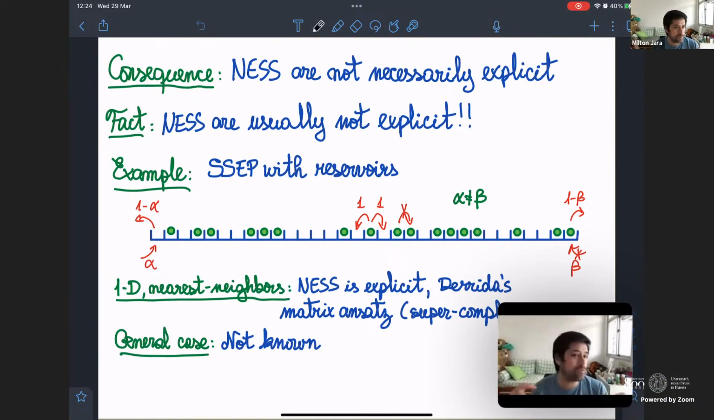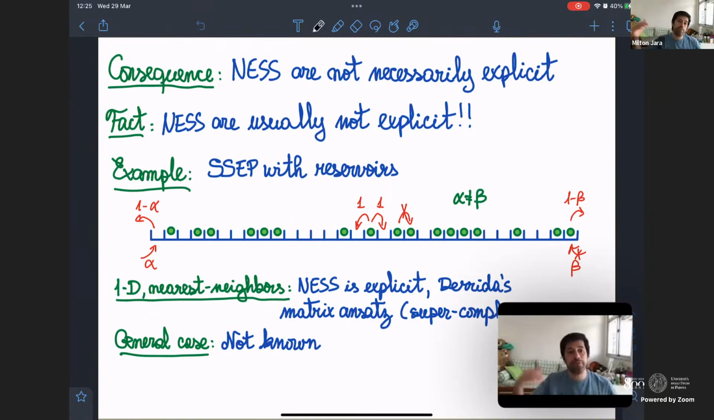to introduce reservoirs. That's one possibility. There are other possibilities. I'm just taking reservoirs because it's the simplest one to visualize. So here in my picture, what I'm doing is that I'm putting reservoirs at the boundaries of an interval. Okay, what does it mean, reservoirs? It means that when a boundary site is empty, one particle can arrive with some rate, which in these cases are alpha and beta. And when the site is occupied by a particle, the particle can get out of the system with the complementary rate of 1 minus alpha, 1 minus beta.